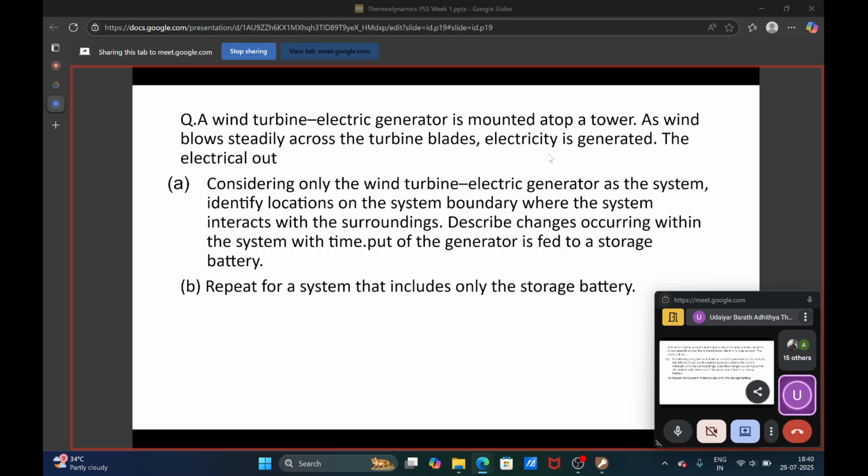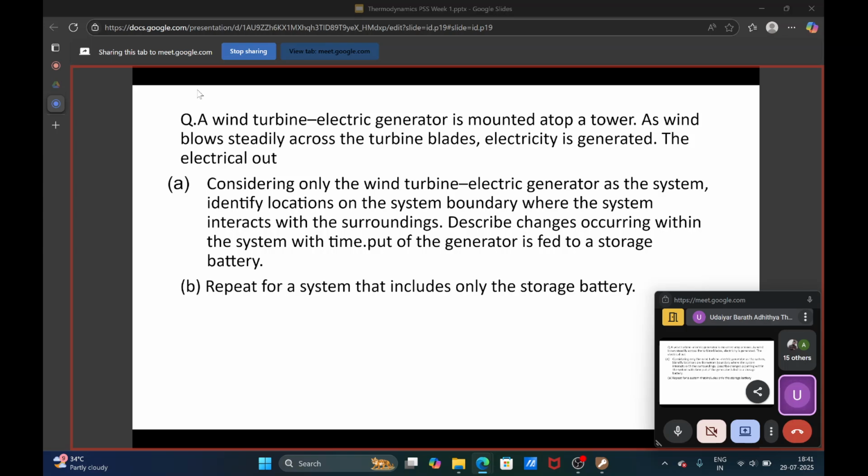So next question: a wind turbine electric generator is mounted atop a tower. As wind blows steadily across the turbine blades, electricity is generated. The electrical output is fed to a battery. A: considering only the wind turbine electric generator as a system, identify locations on the system boundary where the system interacts with the surroundings. Describe changes occurring within the system with time. So I'll break it down.